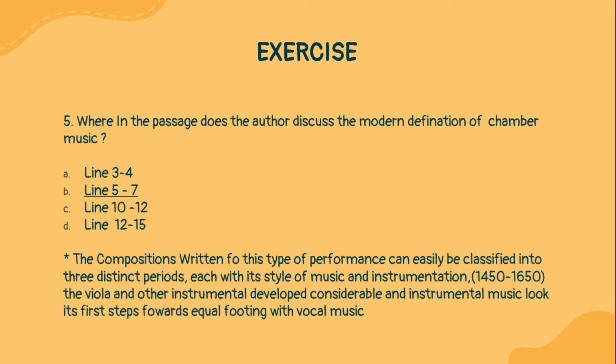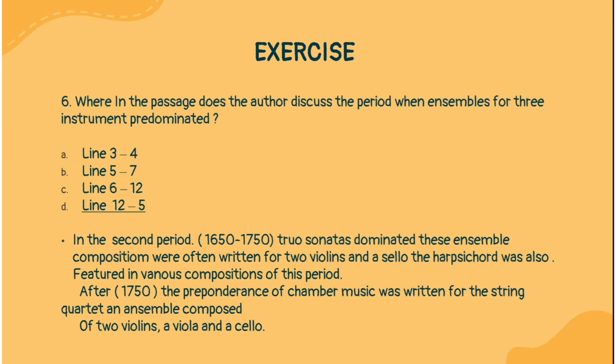The compositions written for this type of performance can usually be classified into three distinct periods, each with its own style of music and instrumentation. 1450 until 1650. The viol and other instruments developed considerably, and instrumental music took its first step forward, equal footing with vocal music.